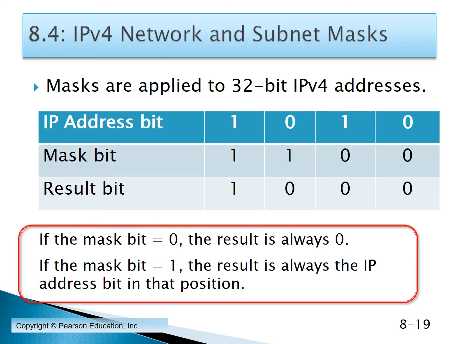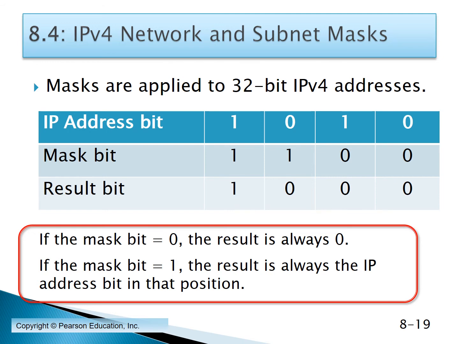So masks are applied to 32-bit IP version 4 addresses. When we apply a mask, we use what we call an AND operation. That means if the IP address, say, is 1010 and the mask is 1100, for simplicity we just use 4 bits to make it short, then the result will be 1000.